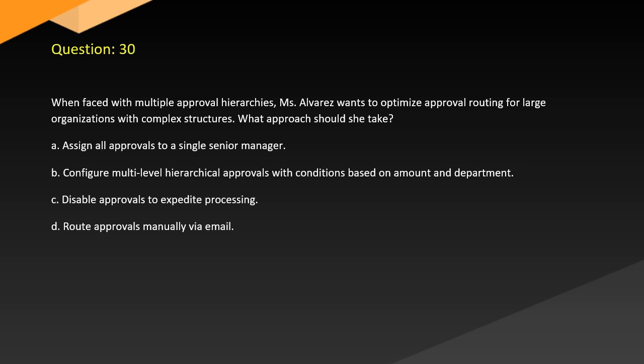Question 30. When faced with multiple approval hierarchies, Alvarez wants to optimize approval routing for large organizations with complex structures. What approach should she take? A. Assign all approvals to a single senior manager. B. Configure multi-level hierarchical approvals with conditions based on amount and department. C. Disable approvals to expedite processing. D. Route approvals manually via email.